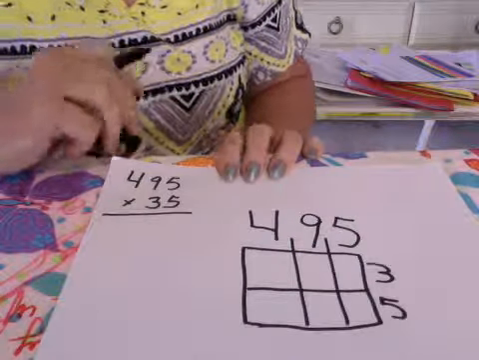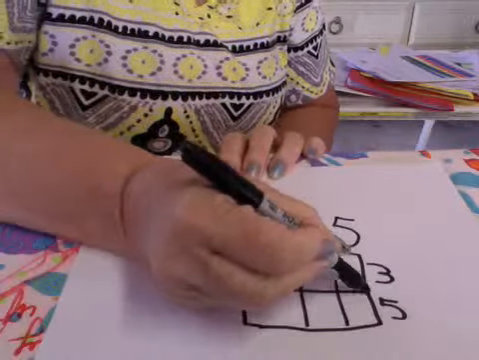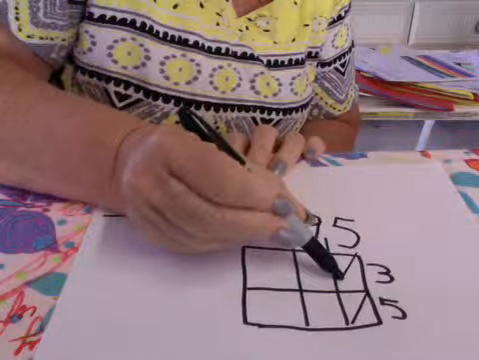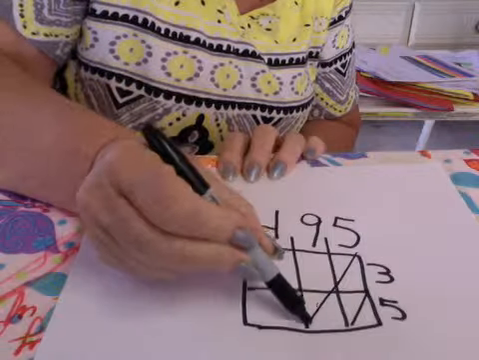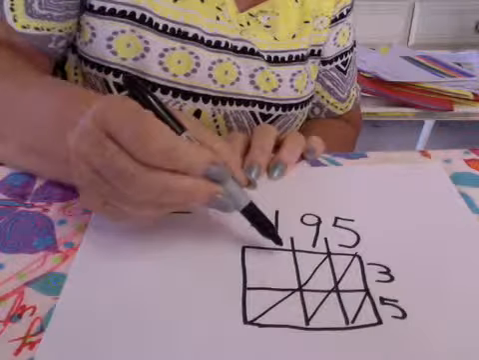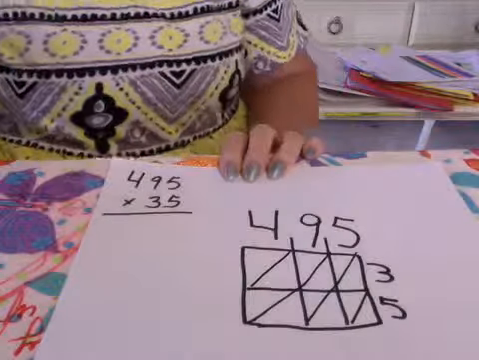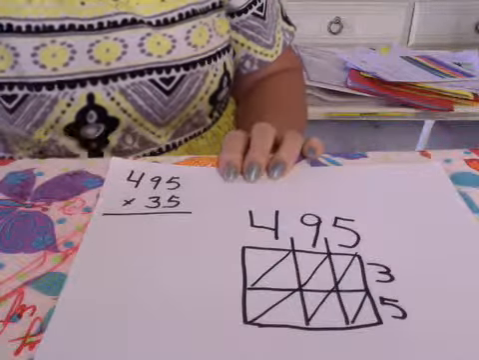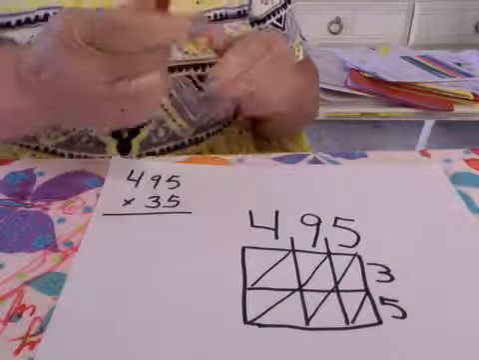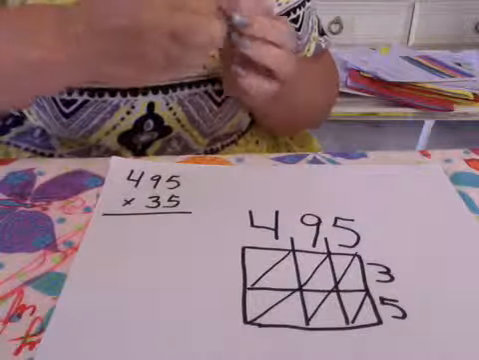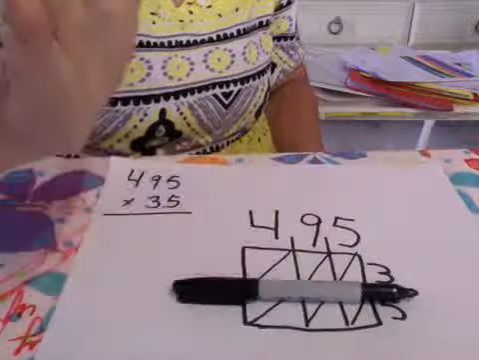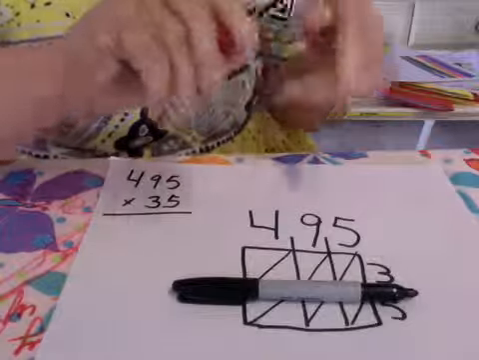Now we divide our boxes. We have to make sure this one gets divided. And then we divide these boxes, these boxes, and there. Now we have everybody divided up the way we need them. And now let's multiply. Now remember, I'm not going to worry about this line here at all. Not until we finish this one.